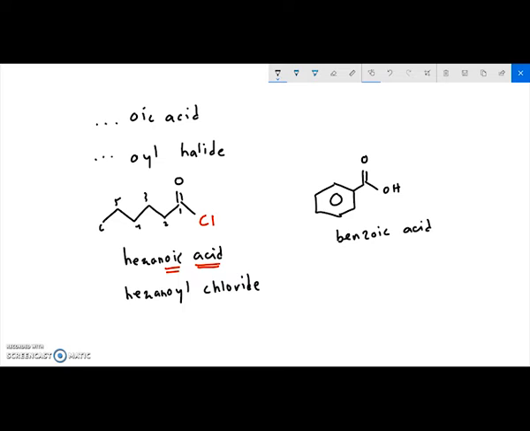If we want to convert the benzoic acid into an acyl halide, we simply replace the OH with any halogen. In this case, we're going to use bromine. So again, we're going to replace the OH of the acid to form the acyl halide. So this will become benzoyl bromide. Please take note, the INE, we're going to replace it with IDE for the halogen compound.